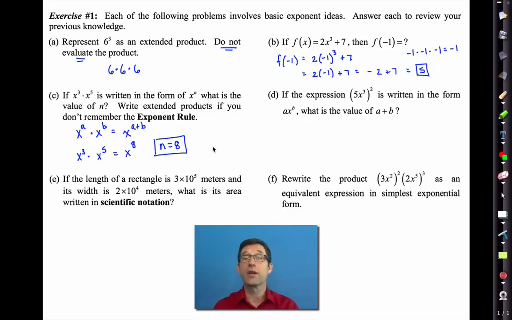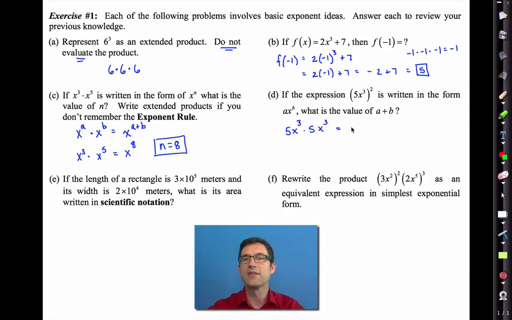Letter D is even trickier. Something like this could easily show up, let's say, on an SAT problem. If the expression 5x to the third squared is written in the form a times x to the b, what's the value of a plus b? Well, a lot of people get confused when it looks like this, but don't forget, at its essence, what that is is 5x to the third times 5x to the third, right? That's what it means to square something.